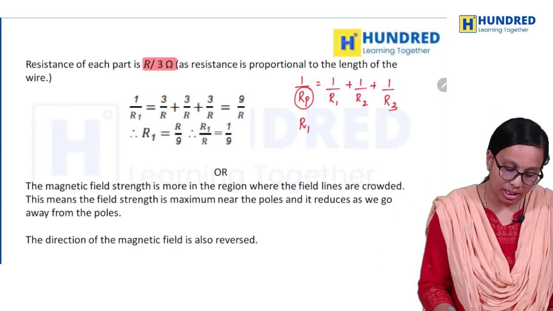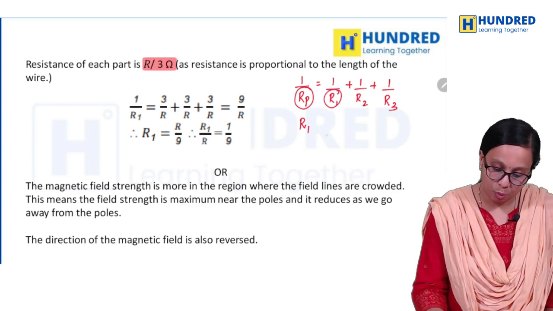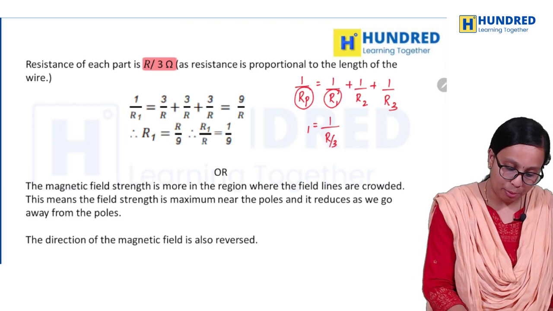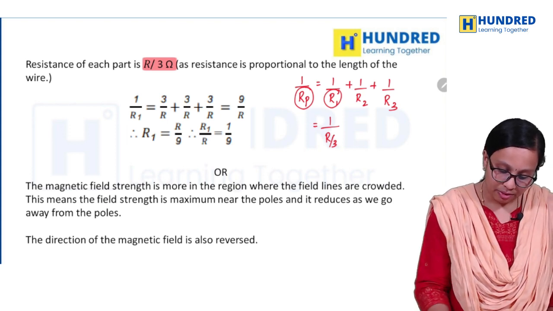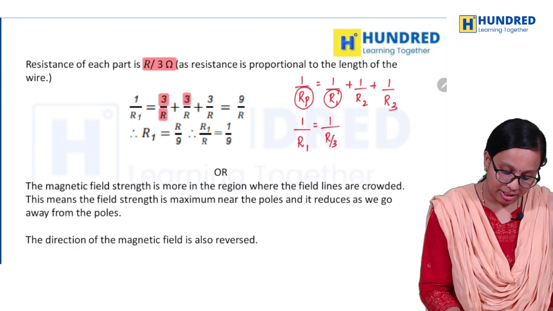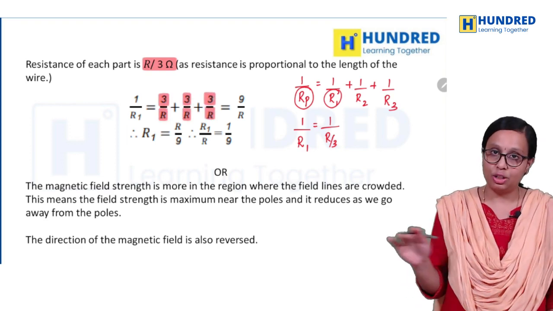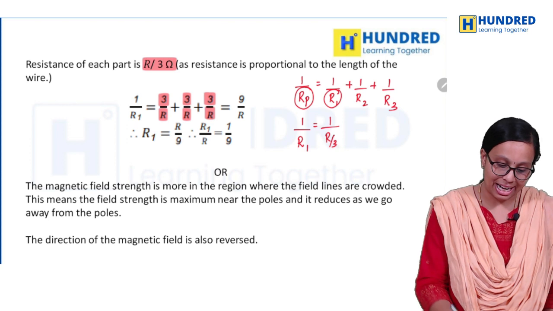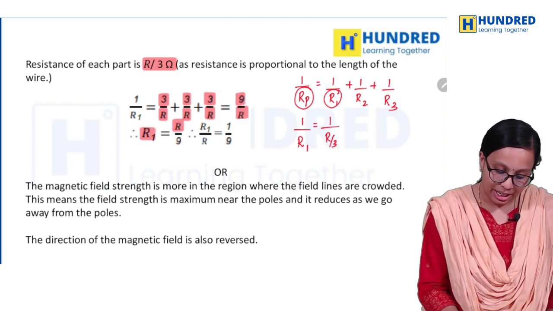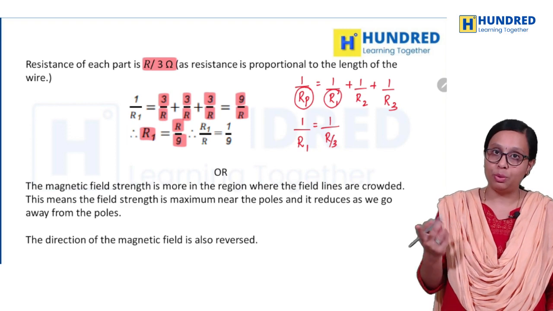So when I substitute R by 3 for each resistance, we are just reciprocating it. When we reciprocate, you'll get this term 3 by R, 3 by R, 3 by R. Since you have got the common denominator, you're just adding, it's 9 by R. So R1 will be R by 9. We have to find the ratio between R1 and R.